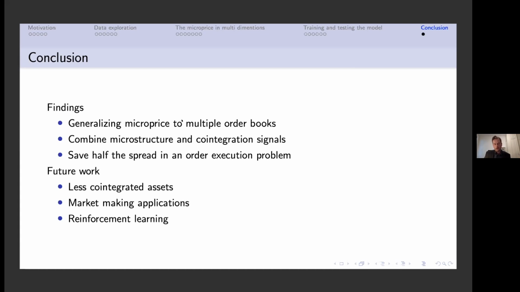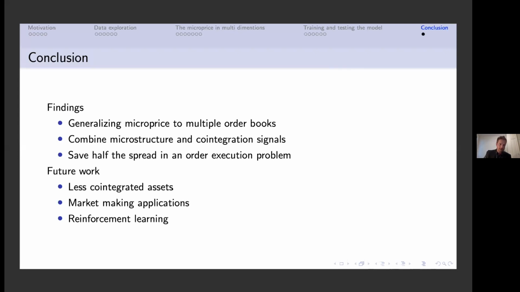The next steps. As you've noticed, there was no arbitrage here, and I suspect that it's because these two ETFs are highly co-integrated and highly liquid, so there won't be a lot of trading opportunities. But I'm interested in exploring less co-integrated assets, so highly co-integrated, but not quite as highly as the ones here. And there, I could imagine that these micro price adjustments sometimes indicate that it is worth crossing the spread.